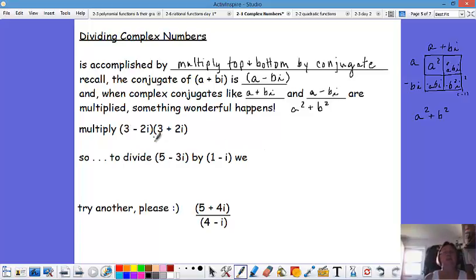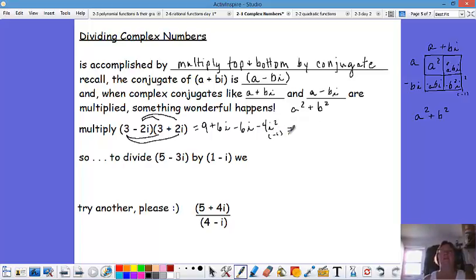So, as we multiply 3 minus 2i times 3 plus 2i, we could do the box method or FOIL, which I'm going to show. It would be 3 times 3. So first, 3 times 3 is 9. Outsides, 3 times 2i, 6i. Insides, minus 6i, and last, negative 2i times positive 2i, that's minus 4i squared, which again, that's negative 1.